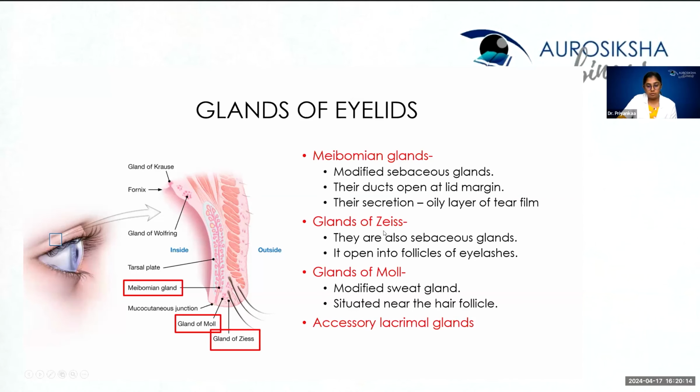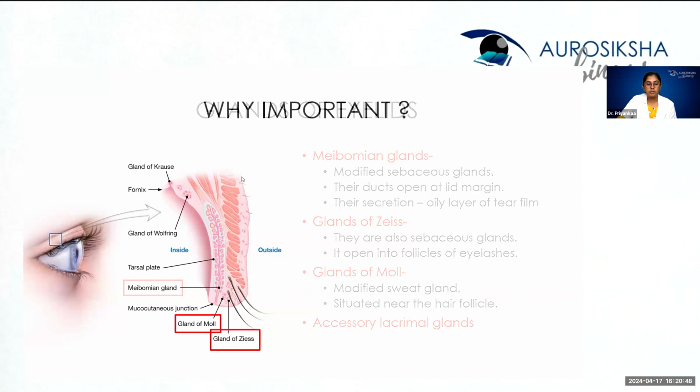Next, we are going to be seeing the glands of Zeis. As you can see, this is an eyelash follicle. The glands of Zeis are present near the eyelash follicle and open into it. This is also a sebaceous gland. The next gland we have is the gland of Moll. This is a sweat gland, which is situated near the hair follicle. We also have some accessory lacrimal glands present in the eyelids, which we'll be talking about in the lacrimal system.